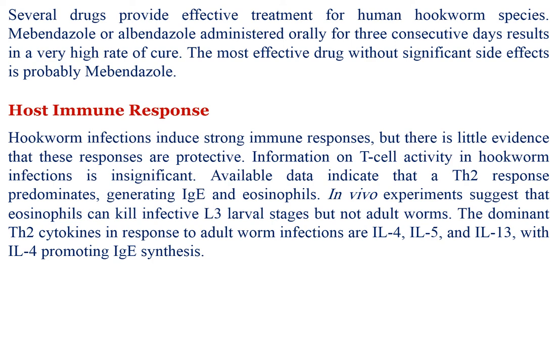Host immune response. Hookworm infections induce strong immune responses, but there is little evidence that these responses are protective. Information on T cell activity in hookworm infection is insufficient. Available data indicate that a T helper 2 response predominates, generating IgE and eosinophils. In vivo experiments suggest that eosinophils can kill the infective L3 larval stage, but not adult worms. The dominant T helper 2 cytokines in response to adult worm infections are interleukin 4, interleukin 5, and interleukin 13, with interleukin 4 promoting IgE synthesis.